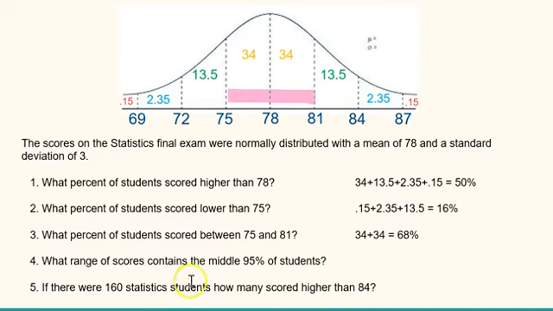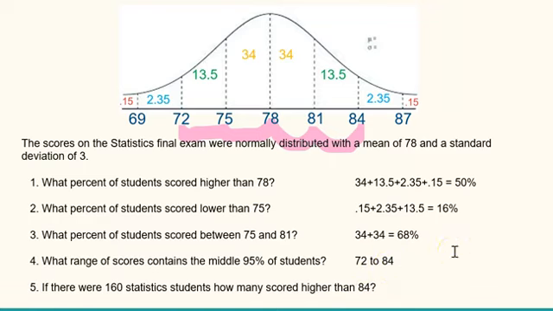All right, so what range of scores contains the middle 95% of students? So what I know is 95 is one of my numbers from the empirical rule, and that's for 2 standard deviations. So I need to go 2 standard deviations below the mean and 2 standard deviations above the mean to get that range. Okay, so 2 below gives me 72. 2 above gives me 84. So the middle 95% of students scored somewhere between a 72 to an 84.